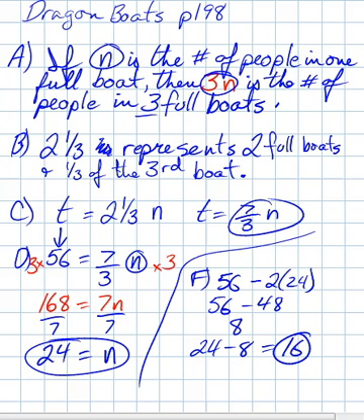We could have also said there are 3 full boats, 72, minus 56. 72 minus 56 equals 16. We need 16 people. So 2 different ways to do that.